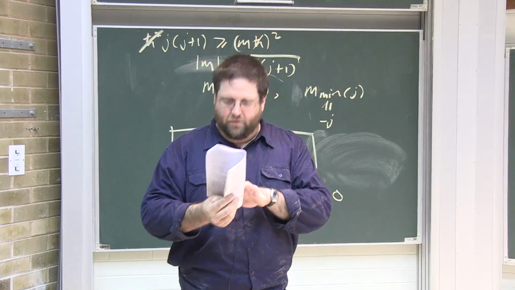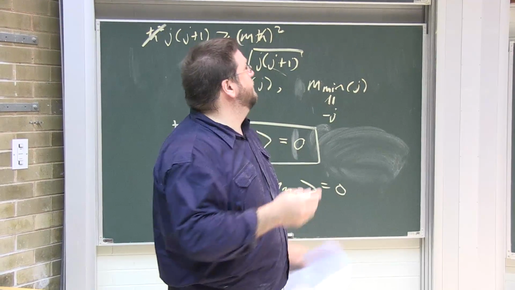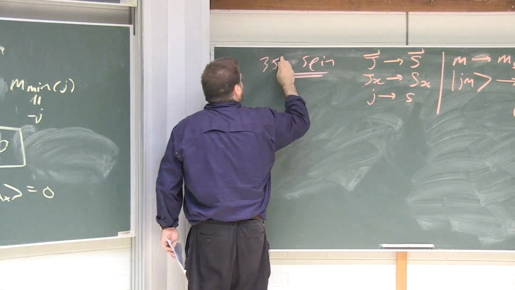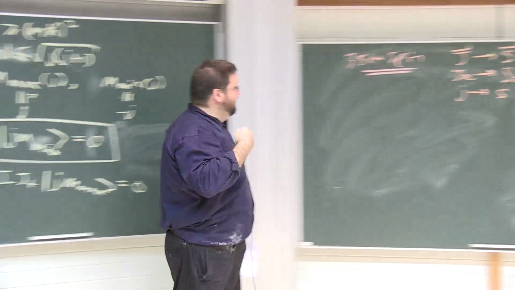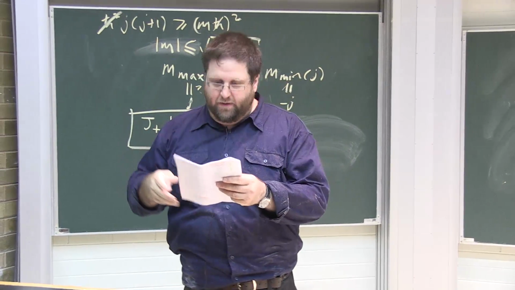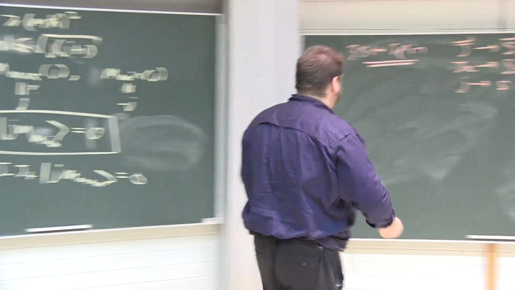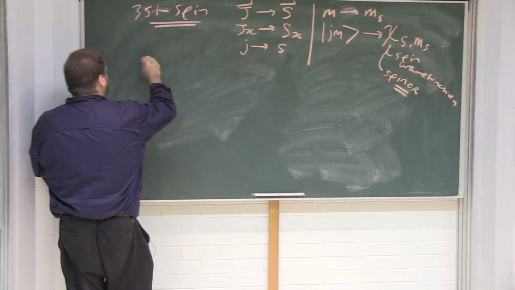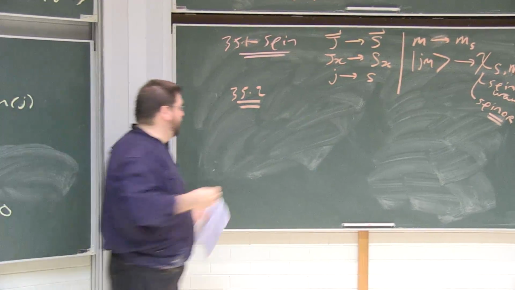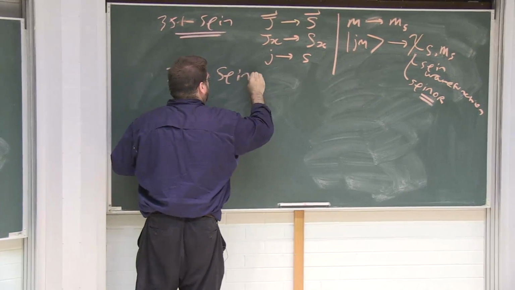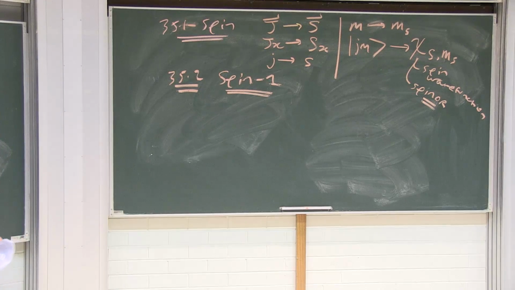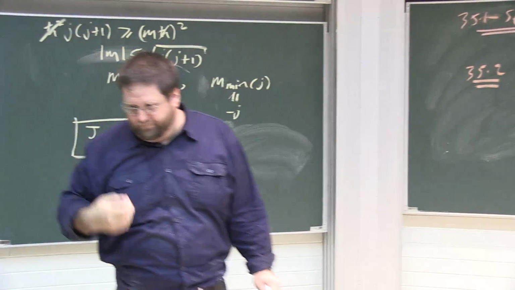So I invite you to spend 5 minutes staring at the equations at the bottom of section 35.1 on spin, because you need to be familiar with this notation. Now, I want to give an example in section 35.2, which is for spin 1. This is to get comfortable with the notation. I'll consider the very important case of spin half in the next class.